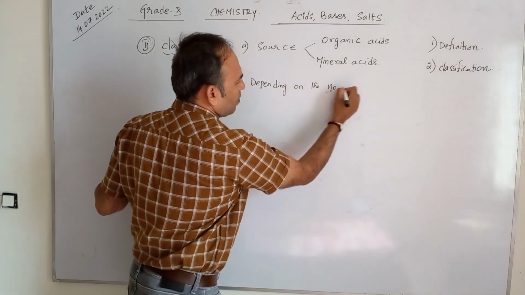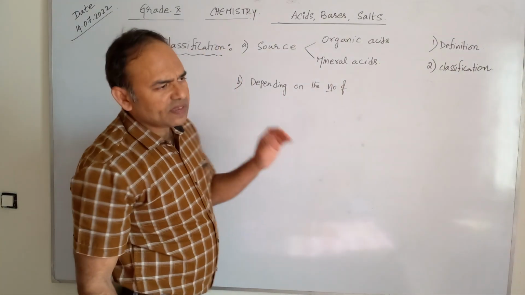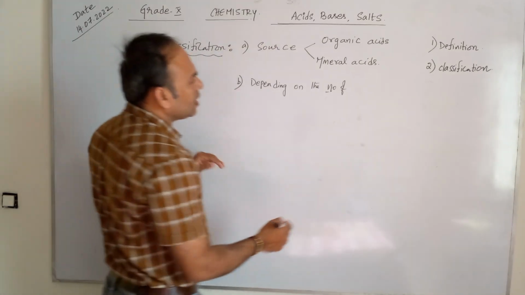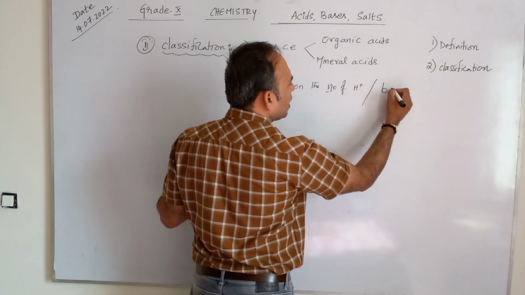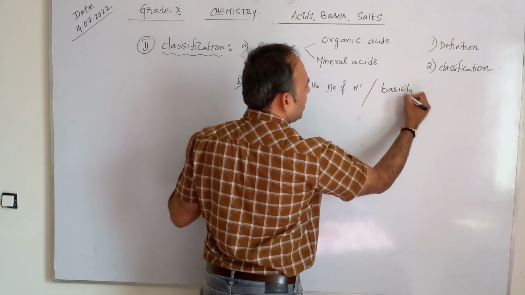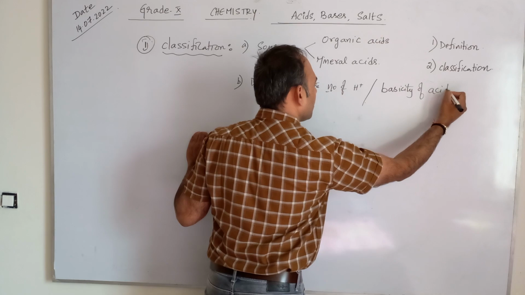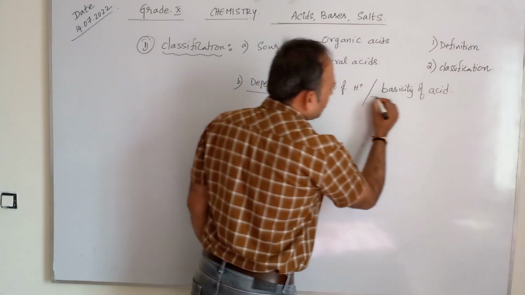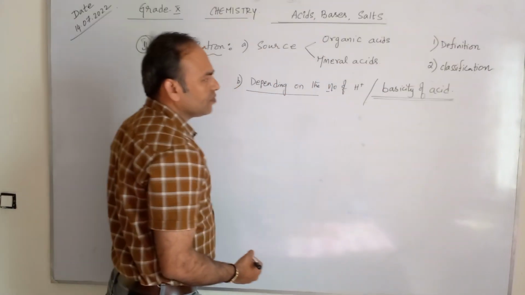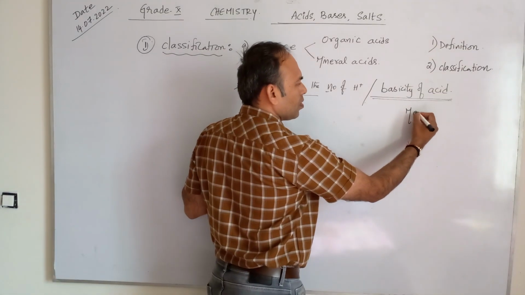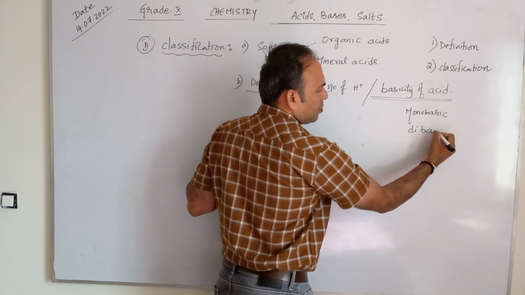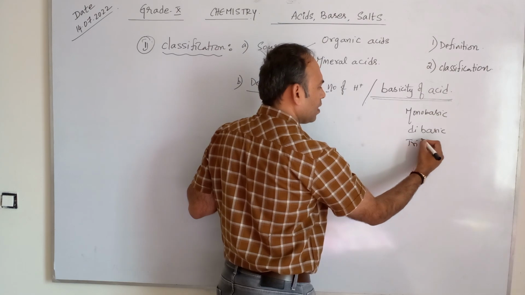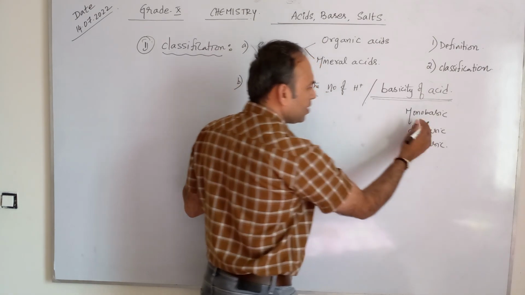And B. So depending on the number of H plus, or you can also say depending upon the basicity of the acid. We will discuss that later. What is the second one? Depending on the basicity of the acid, we classify them into monobasic acid, dibasic acid, tribasic, tetrabasic, and so on.